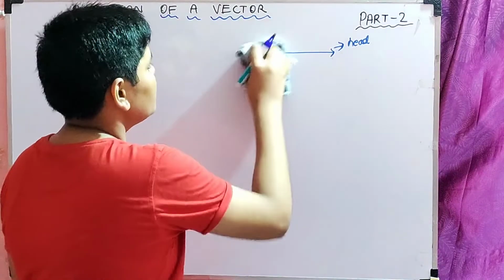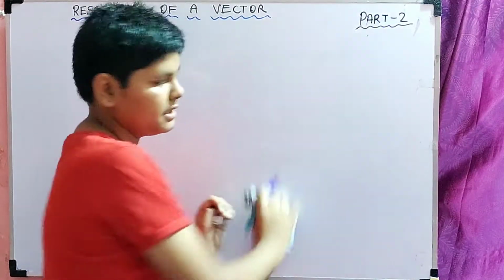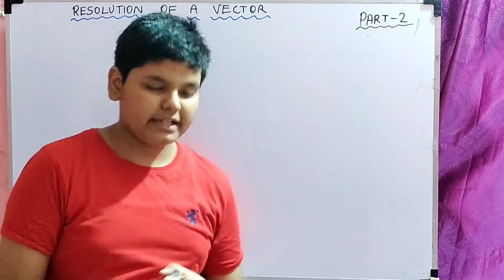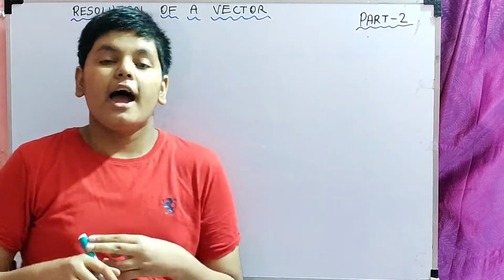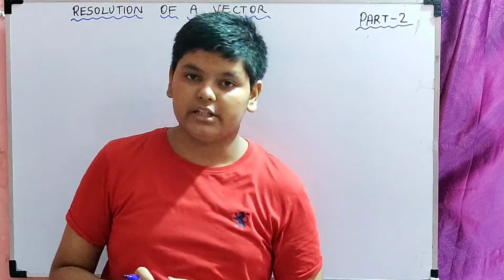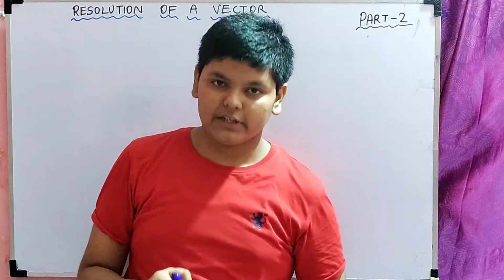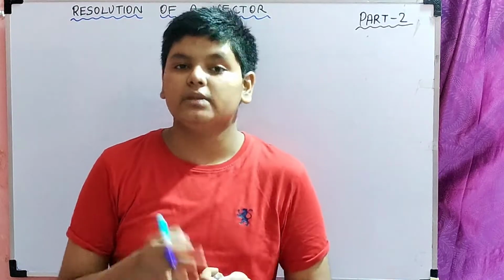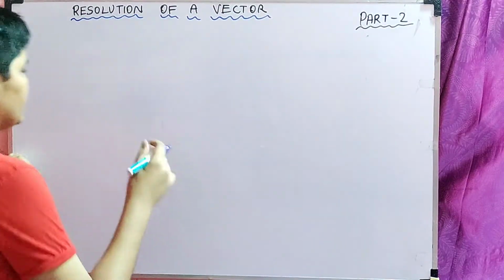In the previous class we learned that any quantity which has direction and magnitude and also obeys the vector law of addition is a vector. We also discussed the vector's law of addition. There are 3 laws which we'll be discussing today. So let us start with the resolution of a vector.